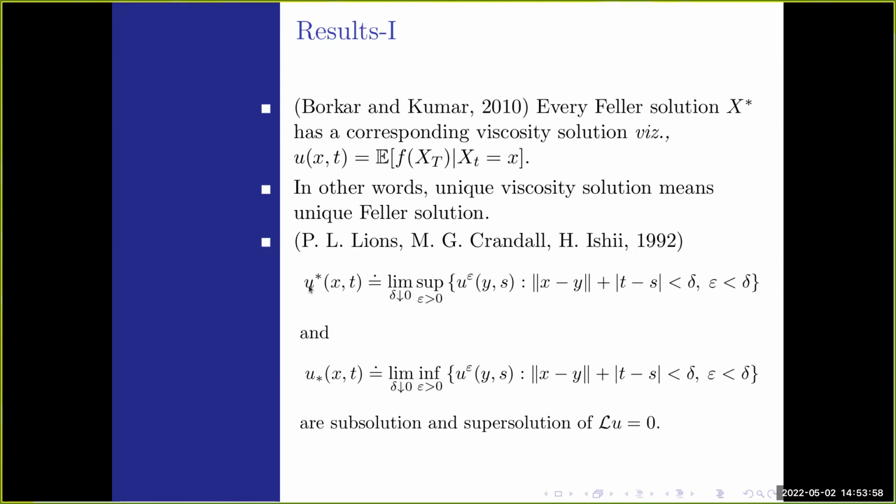One can show that U superscript star is actually a sub-solution of the limiting equation, and U subscript star is a super solution of the limiting equation. But we still don't know whether these two are equal. In general, we can always say that U superscript star is greater than or equal to U subscript star. But proving it the other way, which means U superscript star is less than or equal to U subscript star, is the most difficult step.